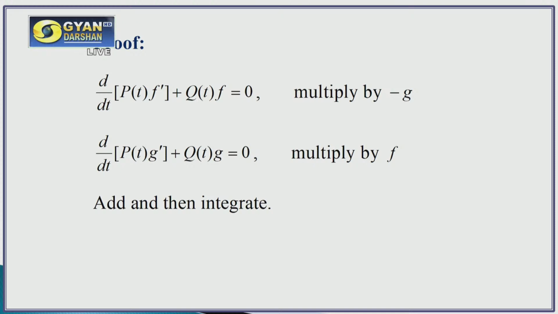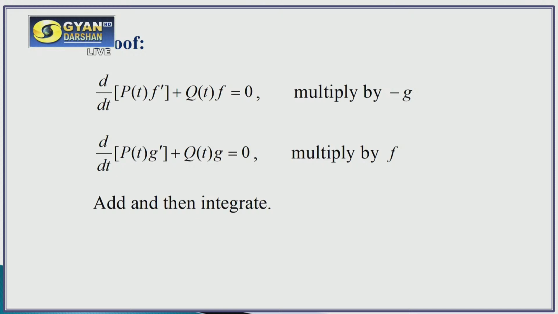Since f and g both are solutions of the given equation, they must satisfy the original equation. So if we multiply the first equation by minus g of t, where the first equation comes from f being a solution, and the second equation comes from g being a solution of the given equation, now if we multiply the first equation by minus g and the second equation by f, add them and integrate them, you will get the original result.